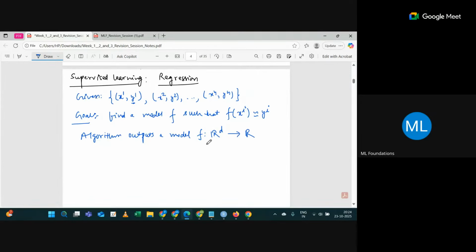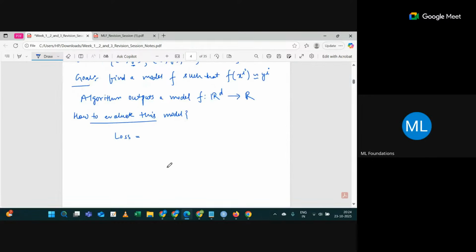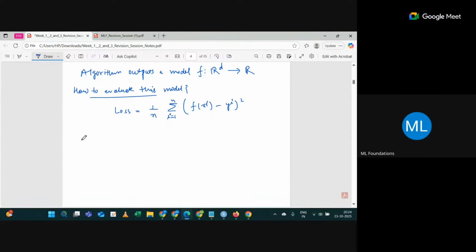First of all, how will you evaluate this model? Suppose the algorithm outputs a model, how will you evaluate it? You calculate the loss, the average loss basically. So it is 1 upon n, summation of i equal to 1 to n, of f of xi minus yi, whole square. And in the case of linear regression, what is f of x?